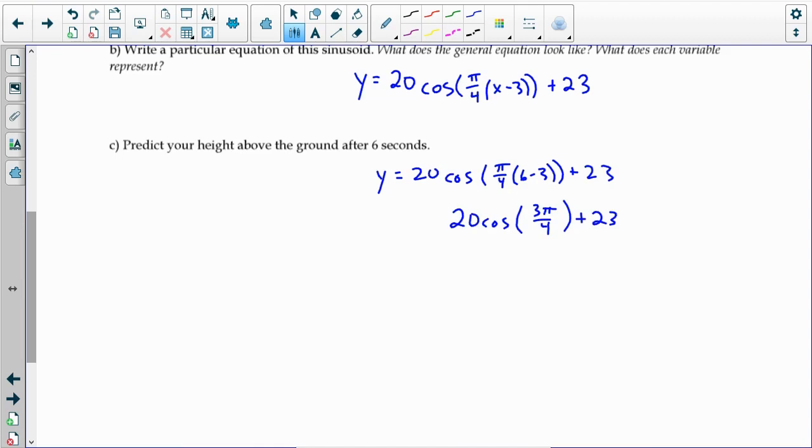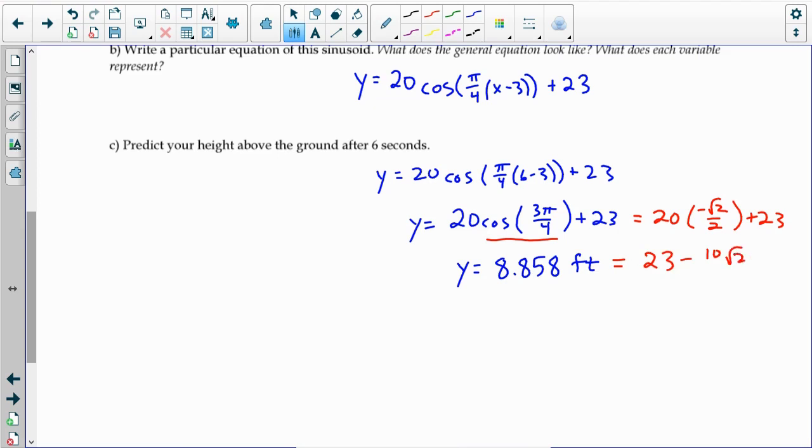So as I do that, I can do this either on a calculator part or a no calculator part. If it was a calculator part, I would just type this in, and I would get y equals 8.858 feet. If this was a no calculator part, I do actually know what the cosine of 3 pi over 4 is. The cosine of 3 pi fourths is negative root 2 over 2. So I could simplify this and give myself an exact answer, which is 23 minus 10 root 2. So I can do this either on a calculator or a no calculator part, depending on what you're given.